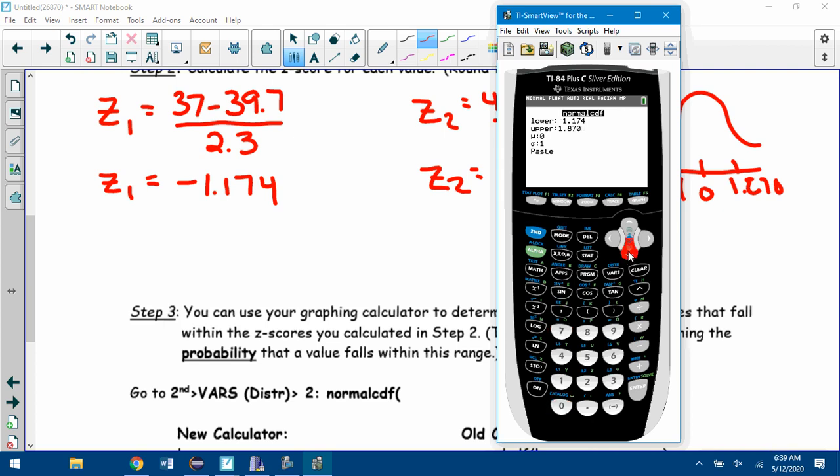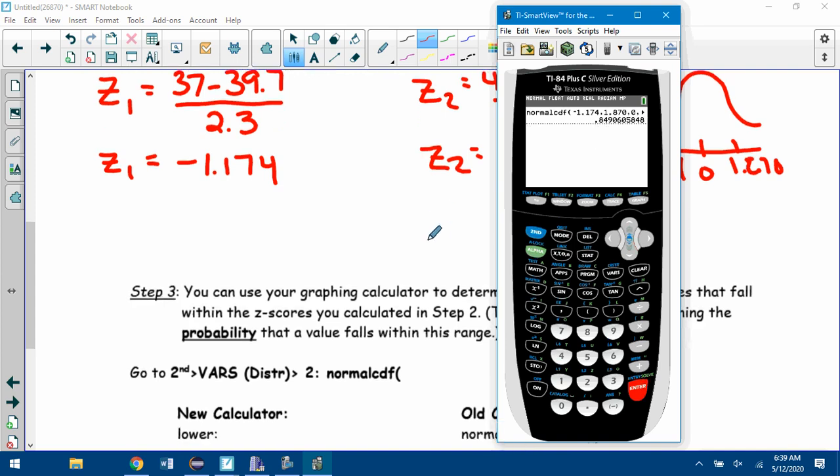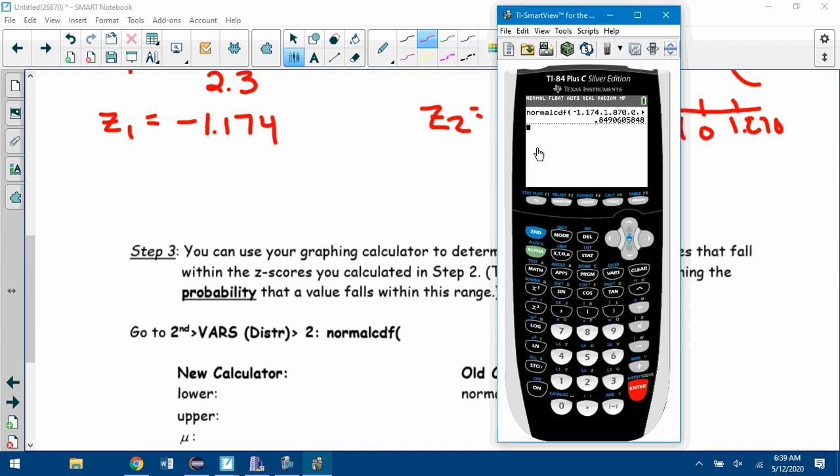Mean is 0, standard deviation is 1, because that's what it always is. That's another way that they show mean. It's called mu, but that's the mean, then the standard deviation. That's always going to be 0, 1 for now, because we're normalizing it with z-scores. And I get 0.849, so the probability would be about 0.849, about an 85% chance.